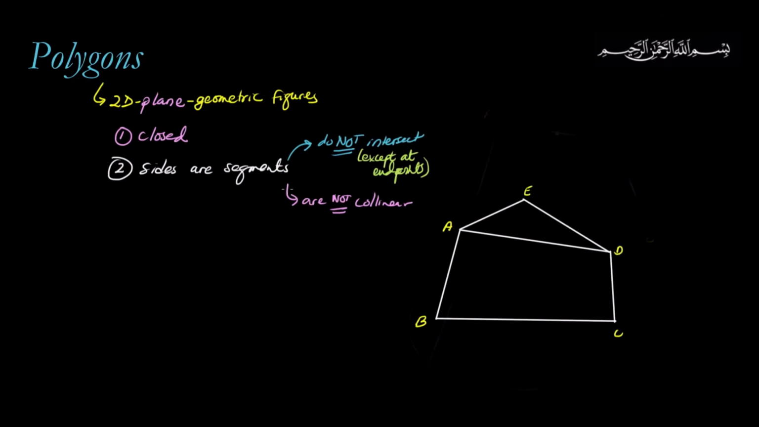Okay, the reason this is not a polygon is because every vertex of a polygon must be common only to two sides. Every vertex must be common only to two sides. In other words, this vertex belongs to this side and this side and this side. That's three sides it belongs to. Another way of saying the same thing is you cannot have more than two sides coming out of a vertex.